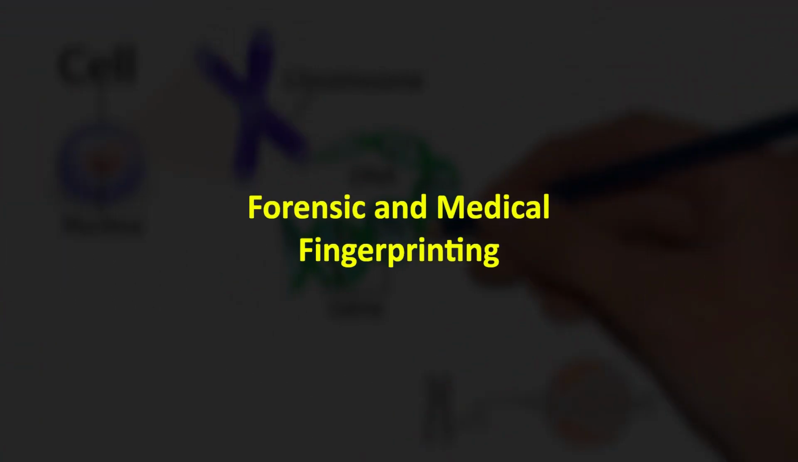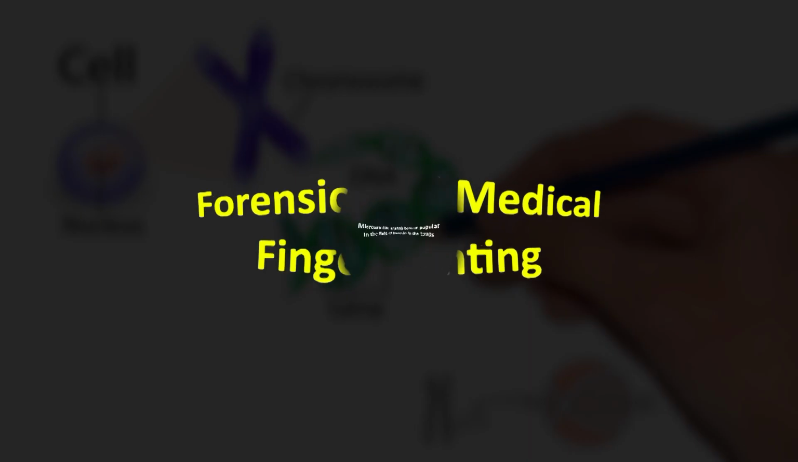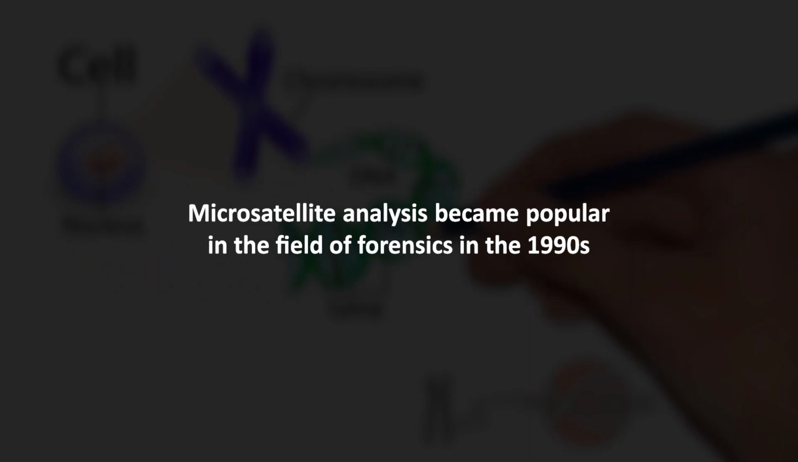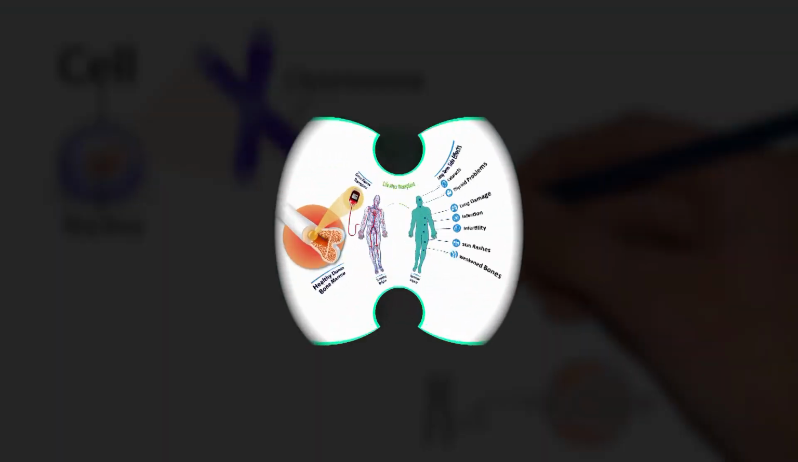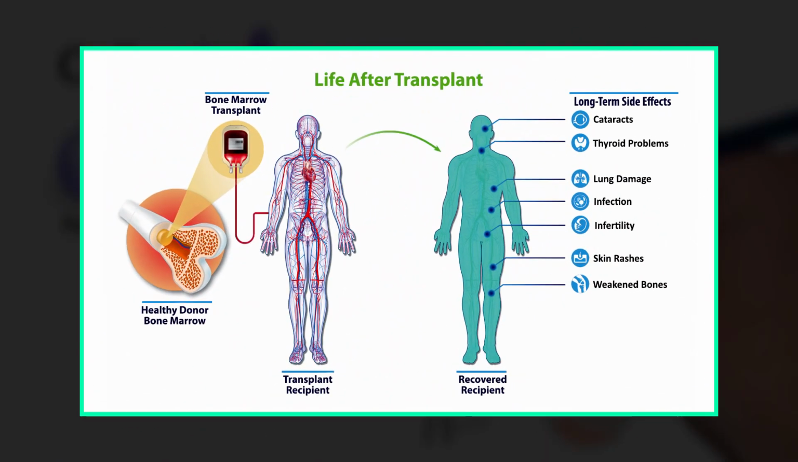Dear students, let's now understand the use of microsatellites in forensic and medical fingerprinting. Microsatellite analysis became popular in the field of forensics in the 1990s. It's used for the genetic fingerprinting of individuals, where it permits forensic identification, typically matching a crime stain to a victim or perpetrator. It's also used to follow up bone marrow transplant patients.